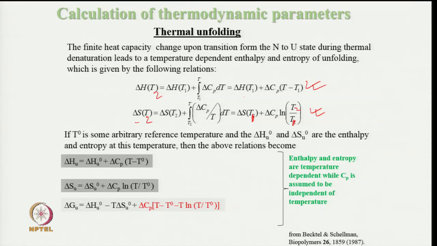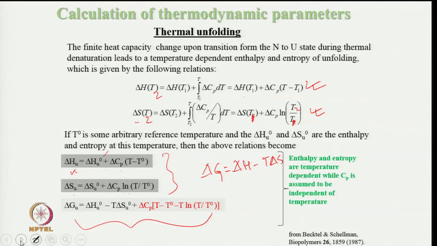So, if I try to write delta H of the unfolded form, what I will get is delta H of the unfolded form at some temperature, for which I set a reference temperature, plus delta Cp times T minus the reference temperature. Delta S is equal to delta S naught plus delta Cp log T by T naught. So, these are the two equations, and from them I can get the delta G value, since delta G is equal to delta H minus T delta S.